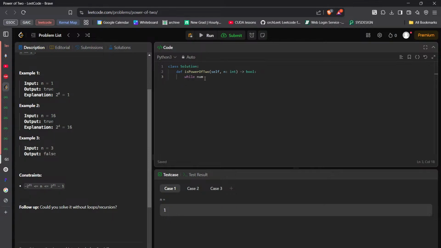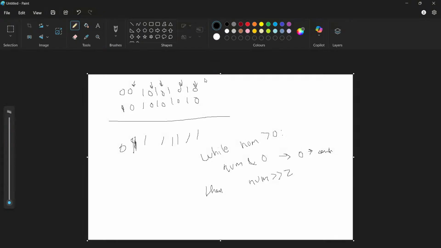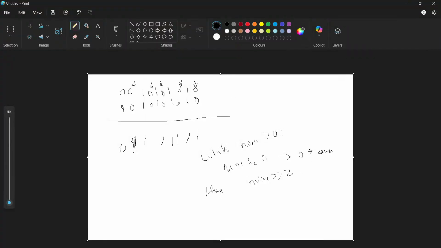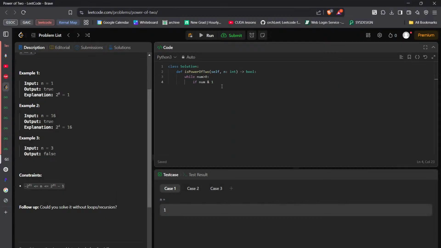While num is greater than 0, if num AND, but I have to just see the last place. Num AND 1. Let's do num AND 1 because we care about the last place. If num AND 1 is equal to 1, then return false because the last bit is 1. And then we'll do right shift num. After all this, return true.